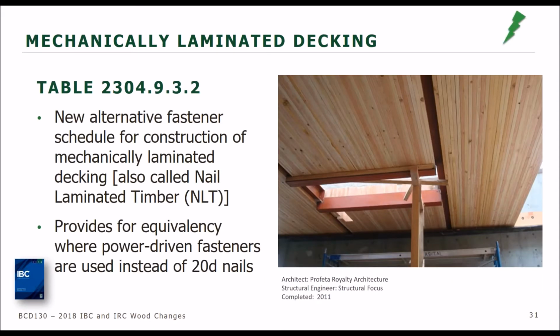Okay, nail laminated timber or mechanically laminated timber. This type of construction is becoming more and more popular as part of mass timber construction. It's actually been in the code since the early 60s, under IBC at least. But what we see is in addition to the requirements for mechanically laminated decking. Now, this is under the section of 2304, General Construction Requirements for Lumber Decking. And I'll bring Jim in to provide some commentary on this provision.